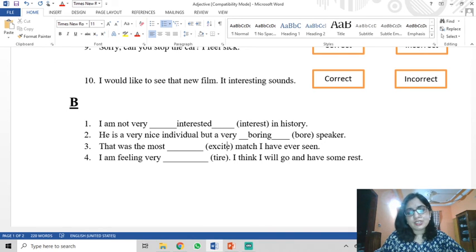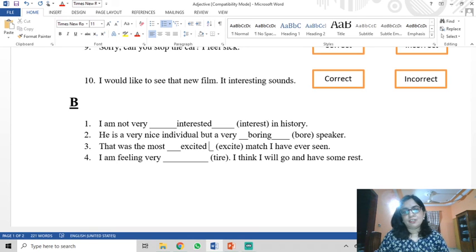Similarly, this one is simple. I'm sure you all say this more often. That was the most excited match I've ever seen. So excited would be the answer. So you write excited, with the ed ending. It is again not a verb but an adjective.